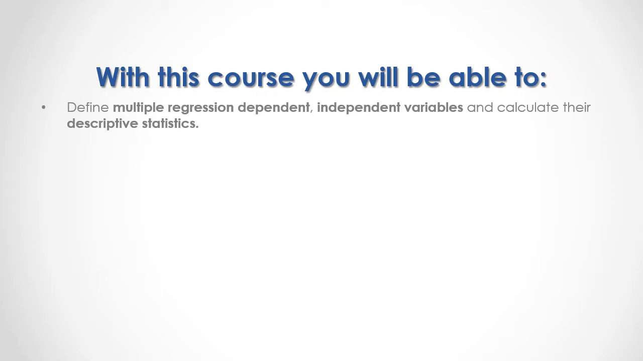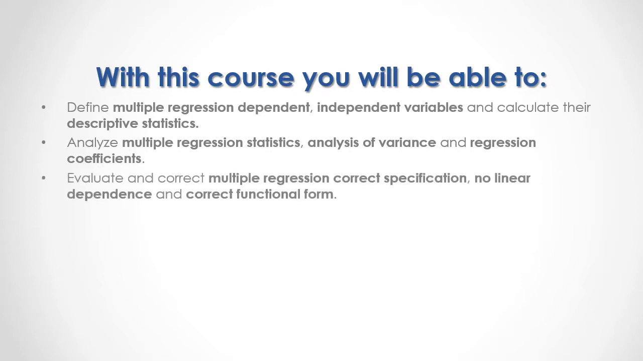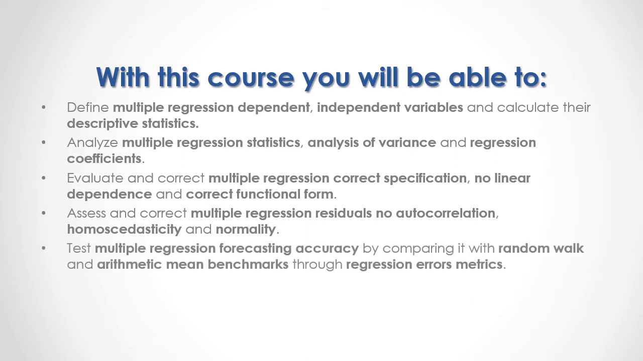At the end of this course, you will be able to define multiple regression dependent, independent variables and calculate their descriptive statistics, analyze multiple regression statistics, analysis of variance and regression coefficients, evaluate and correct multiple regression correct specification, no linear dependence, and correct functional form, assess and correct multiple regression residuals no autocorrelation, homoscedasticity, and normality, and test multiple regression forecasting accuracy by comparing it with random walk and arithmetic mean benchmarks for regression error metrics.